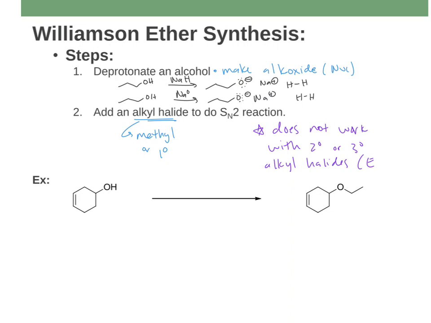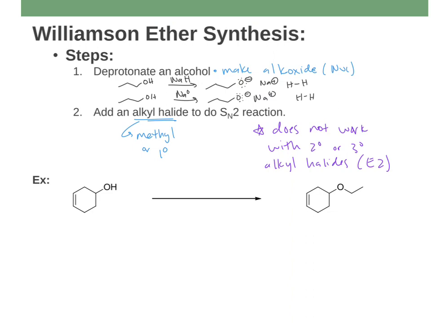And it's just because those are going to give you more E2 product than SN2 product. So this goes back to everything we learned about SN1, SN2, E1, E2. If you have a substrate that's secondary or tertiary, it slows down your SN2 so much that E2 tends to predominate and outcompete. So those are the two steps of the Williamson ether synthesis.